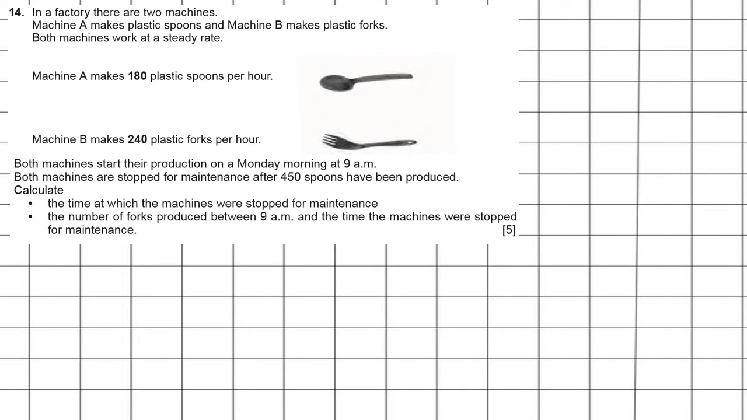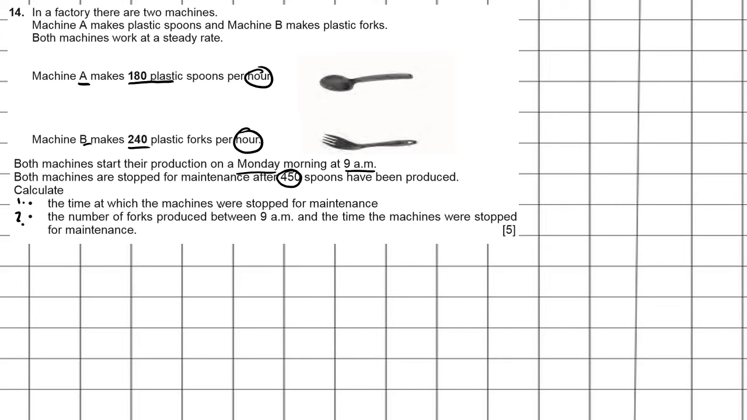In a factory near 2 machines, Machine A makes plastic spoons and Machine B makes plastic forks. Both machines work at a steady rate. Machine A makes 150 per hour. Machine B makes 240 per hour. Both machines start in production on Monday morning at 9 AM. Both machines are stopped for maintenance after 450 spoons have been produced. Calculate, okay, so let's split these up, the time at which the machines were stopped for maintenance.